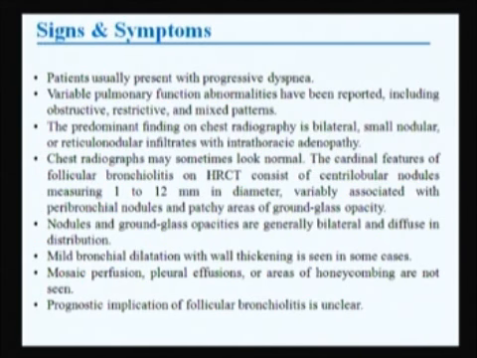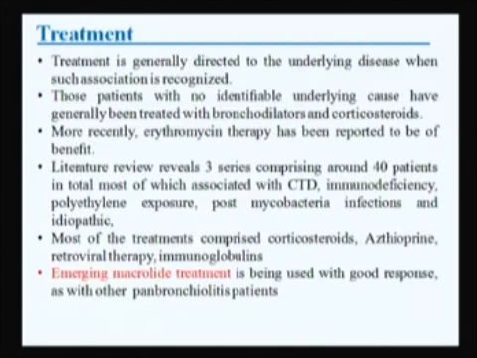The chest radiograph may sometimes look normal because the interstitial findings may not be detected on the regular X-ray. That's why the high-resolution CT scan would show the pathology of centrilobular nodules measuring 1 to 12 millimeters in diameter, variably associated with peribronchial nodules and patchy areas of ground glass attenuation. These are usually bilateral and diffuse in distribution, and we would see some mild bronchial dilatation with wall thickening in some cases. Mosaic perfusion and pleural effusions are not seen, and honeycombing is not seen, and that differentiates it from a lot of the other ILDs.